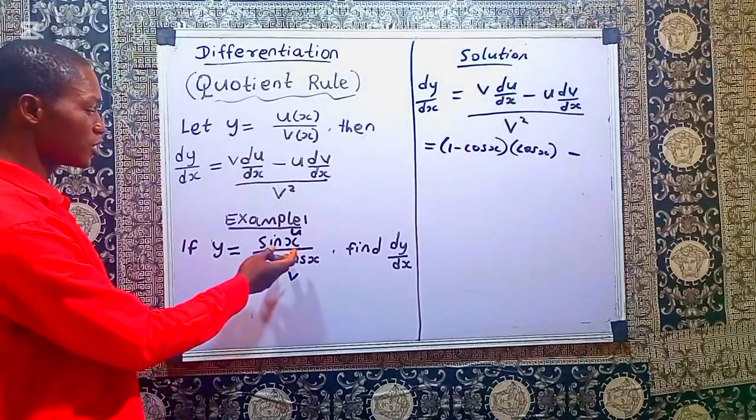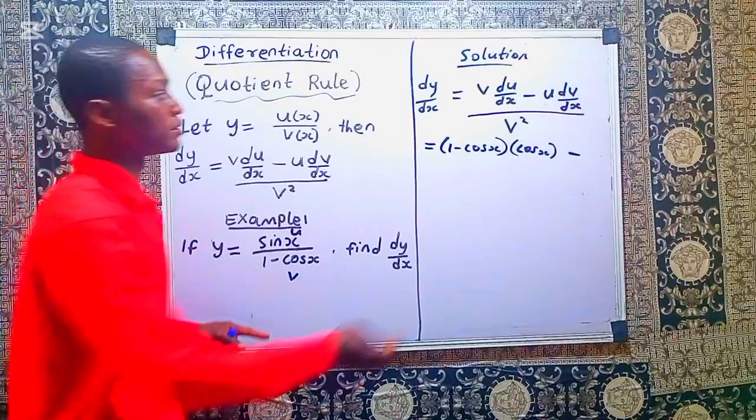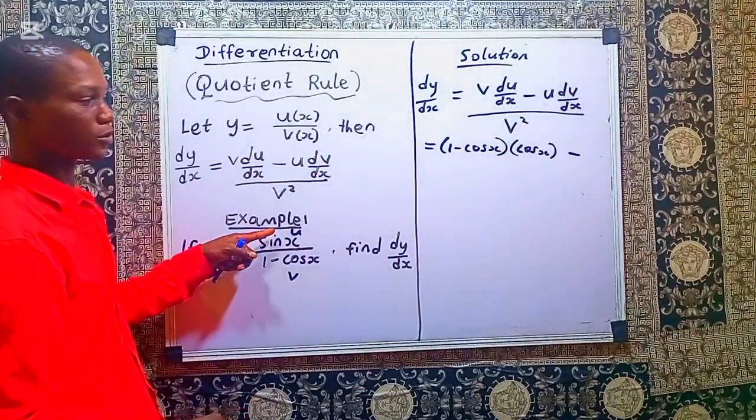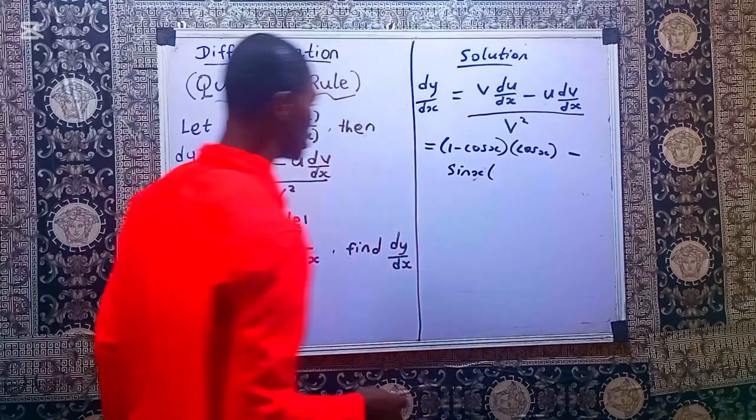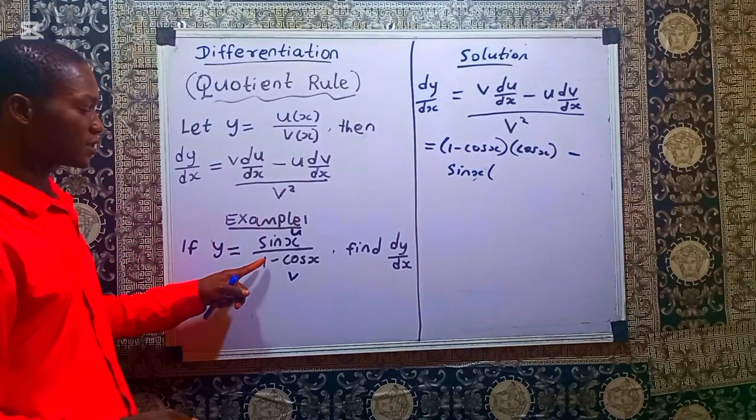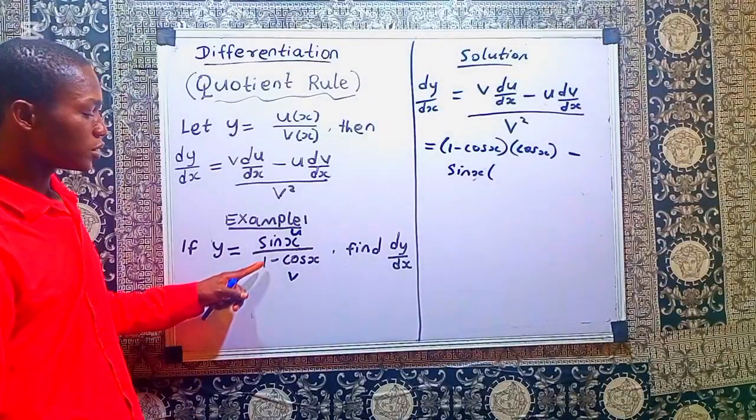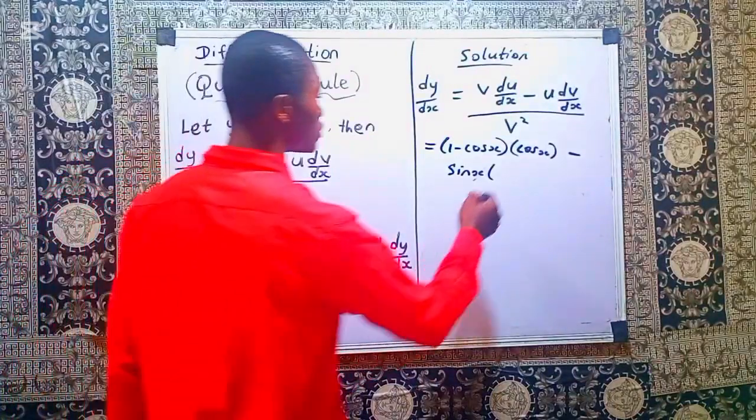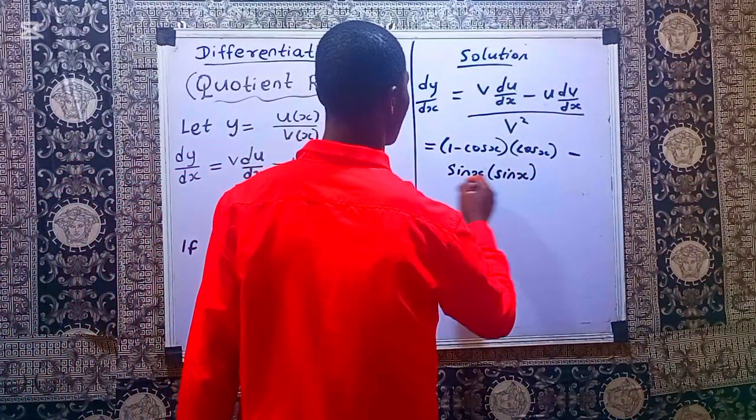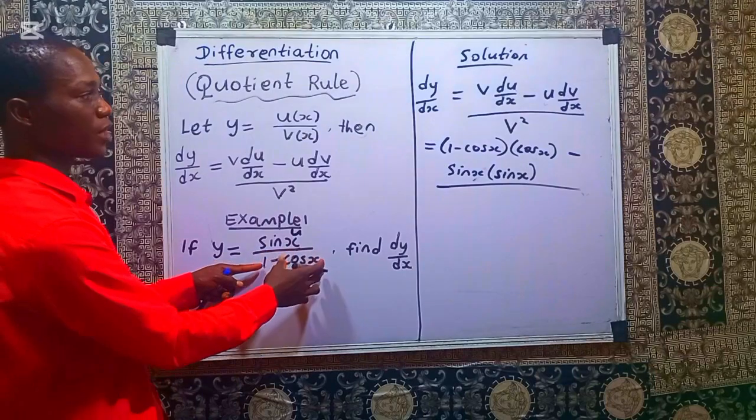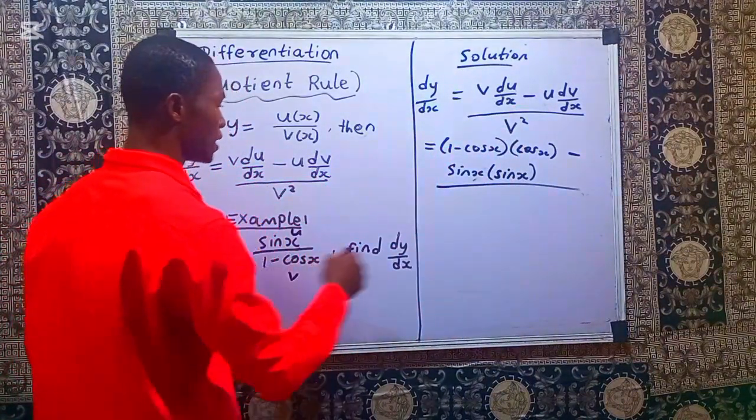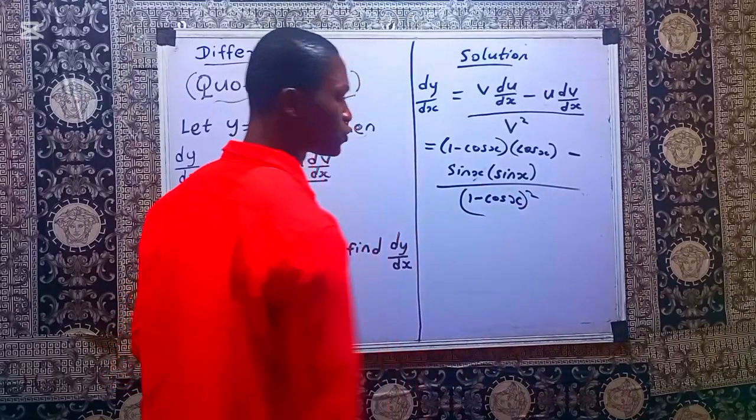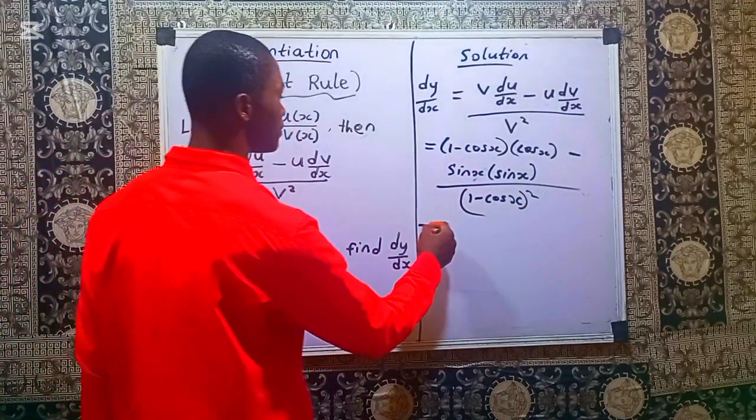What do you do this time around? You differentiate the denominator v. You keep the numerator. I'm keeping sine x, then I'm differentiating this. If you differentiate 1, you get 0, because 1 is a constant. If you differentiate negative cosine, you are going to get positive sine. So I have positive sine x. All divided by the denominator raised to power 2. That's v raised to power 2, that's 1 minus cos x raised to power 2. Then you are going to simplify further.